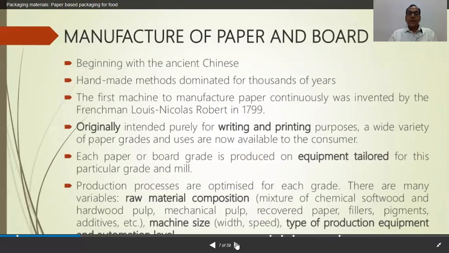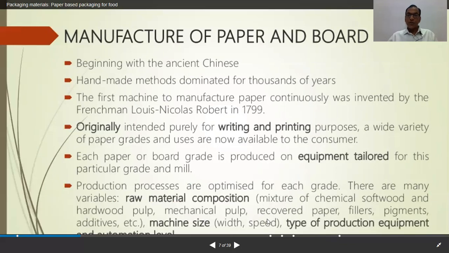Manufacturing of paper and board both begin with the ancient Chinese, and handmade methods dominated for thousands of years. For thousands of years, we were just making paper by hand. And the first machine to manufacture paper continuously was invented by the Frenchman Louis Nicolas Robert in 1799. Originally it was intended purely for writing and printing purposes, and a wide variety of paper grades and uses are now available to consumers. So that's how this all started.